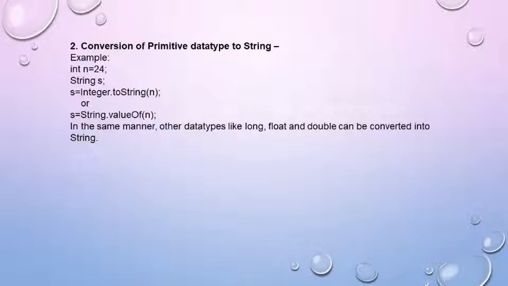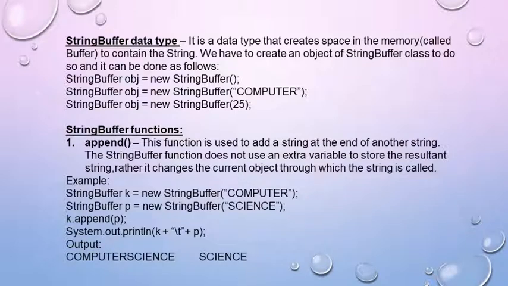Similarly, s equals String.valueOf(n) will change the number n into a string type and store it in the variable s. In the same manner, other data types like long, float and double can be converted into string.